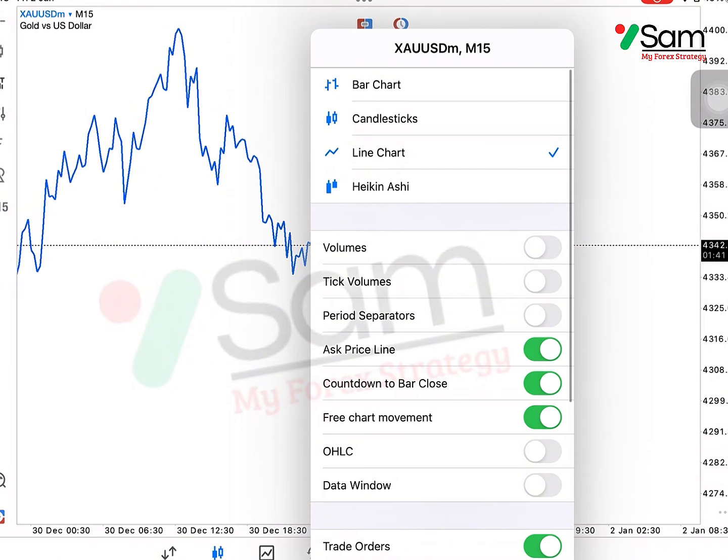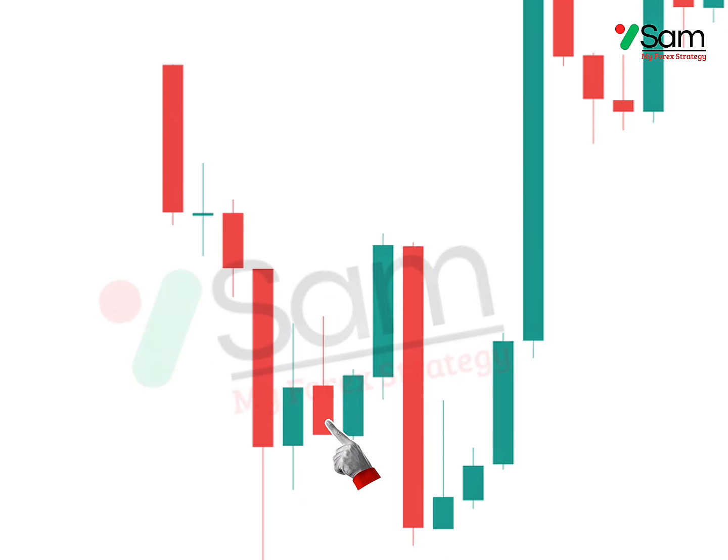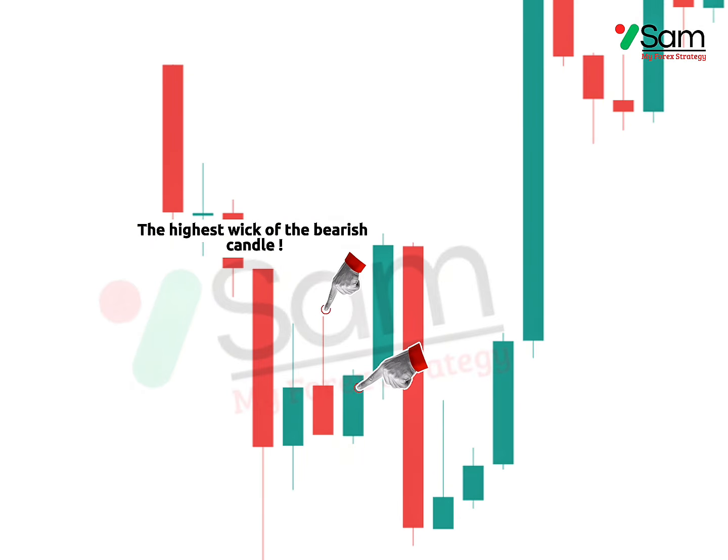All right, now let's look at this chart image. Pay close attention. Here we have one bearish candle. After that, a bullish candle appears. The question is, is this already valid to be called an engulfing? The answer is not yet. Why? Because this bullish candle has not broken out the high of the bearish candle's wick next to it.